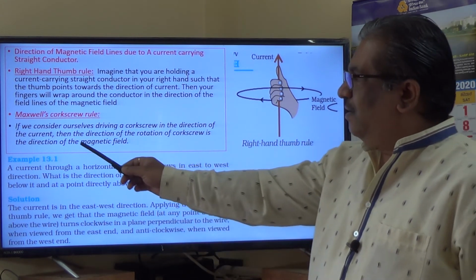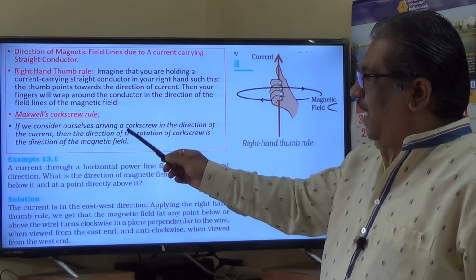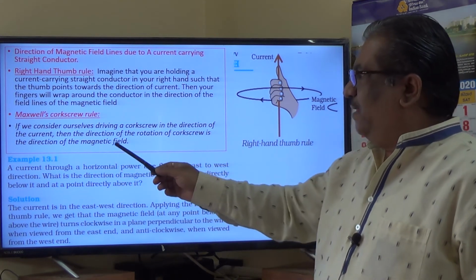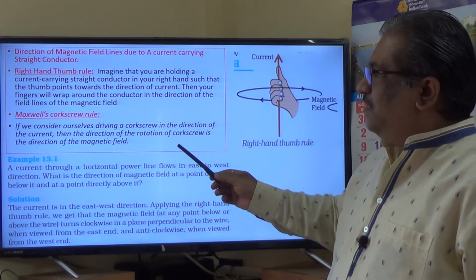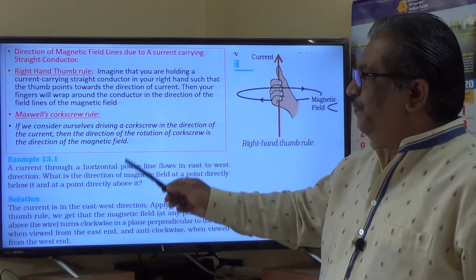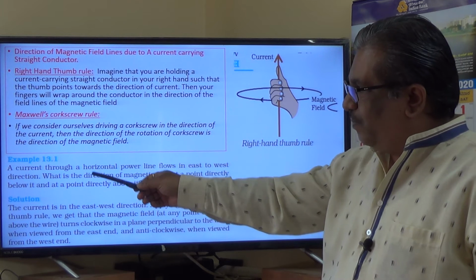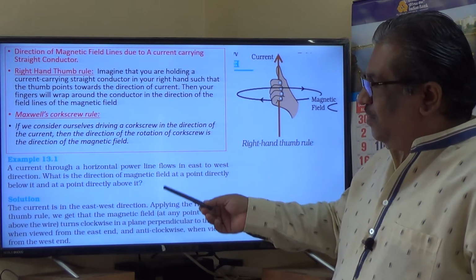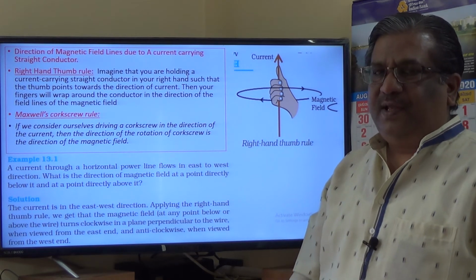I'll read once again here. If we consider ourselves driving a corkscrew in the direction of the current, then the direction of rotation of the corkscrew is the direction of the magnetic field. And the example which I discussed, 13.1, that is a current through a horizontal power line. Such questions can be expected in the exam.